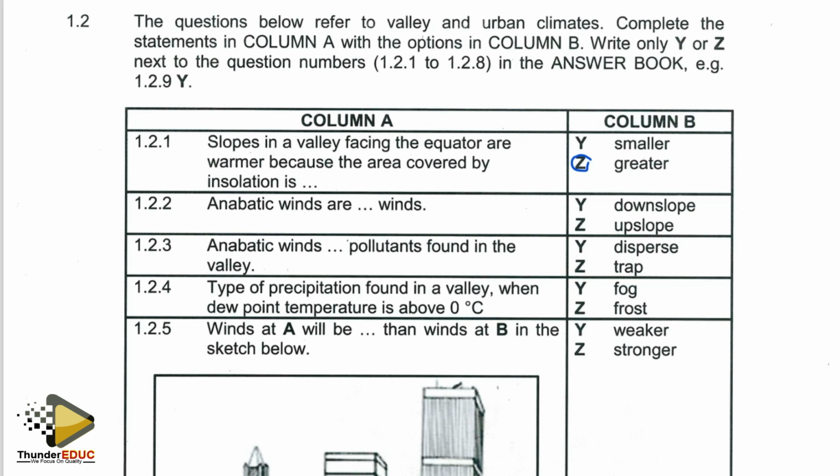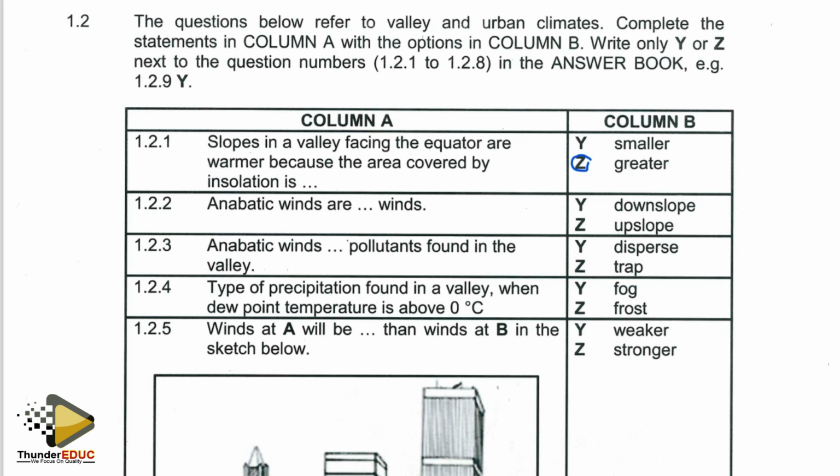We go to number 122. Anabatic winds are dash winds. Right, you need to distinguish between anabatic and katabatic. We know those are typical valley winds. It's also a microclimatic environment. When we talk of anabatic, we are looking at the day winds, which are upslope winds. Anabatic winds happen during the day. They blow from the valley floor going to the valley sides. And the opposite is true with the katabatic winds. They are night winds that flow towards the valley floor from the valley sides at night.